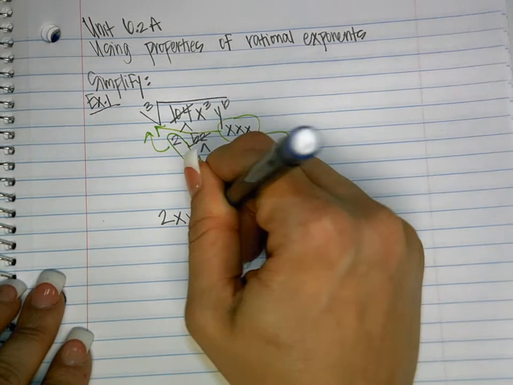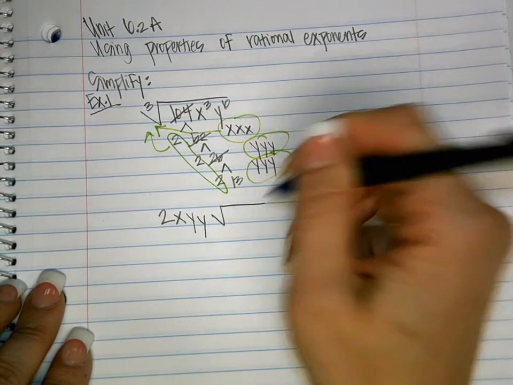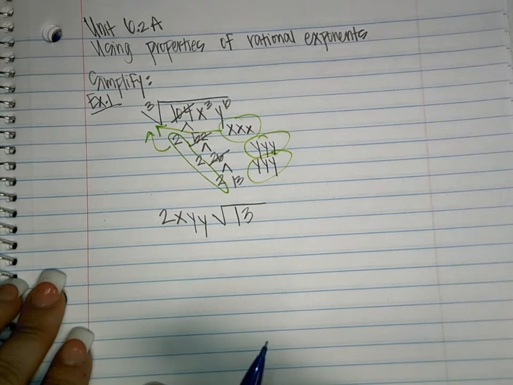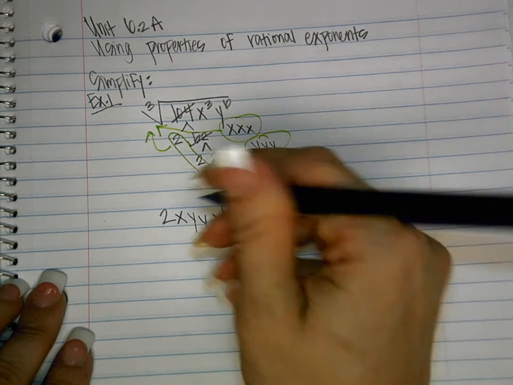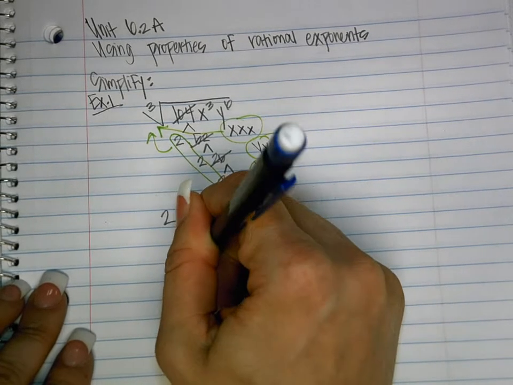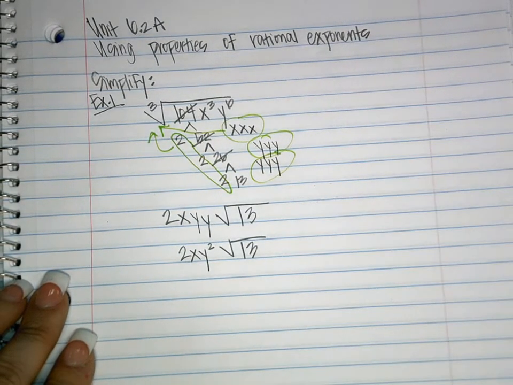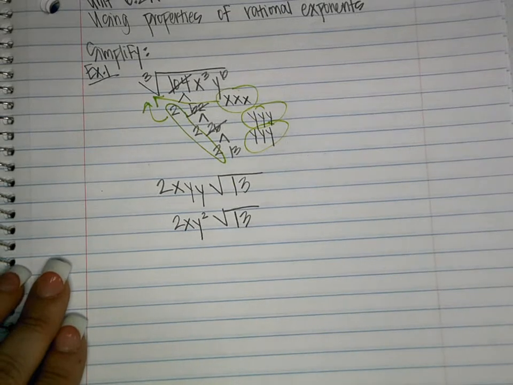Left behind is what? 13. Can anyone tell me what is wrong with this? The 2 y's, I can simplify, so 2xy squared. Now what's wrong? Can anyone tell me? Any ideas?